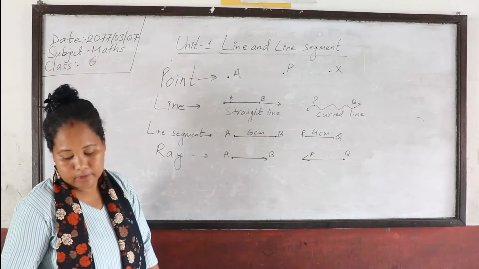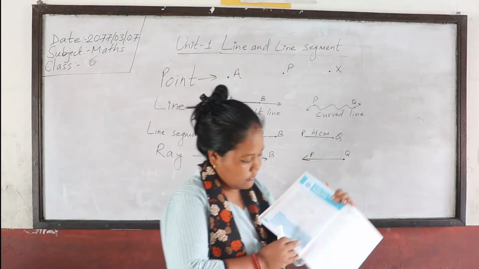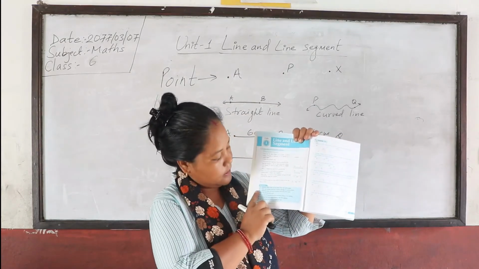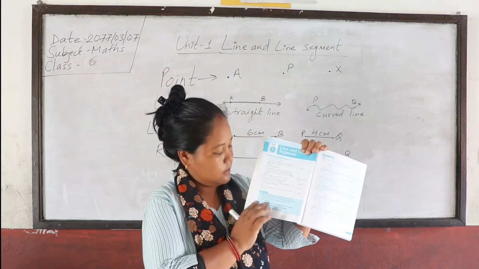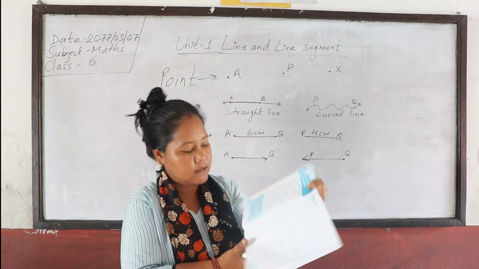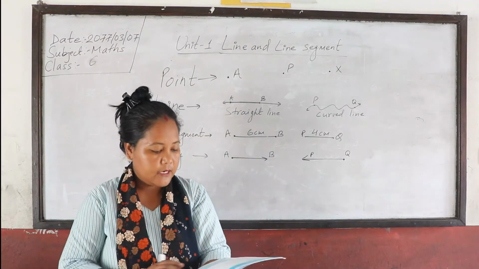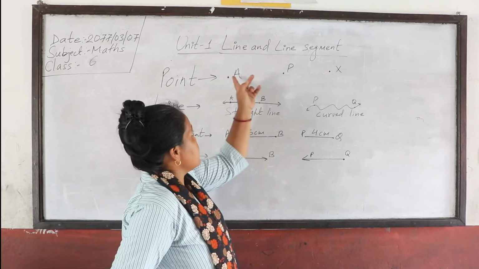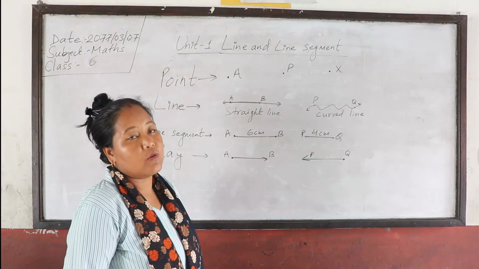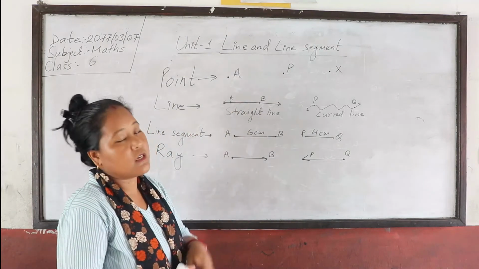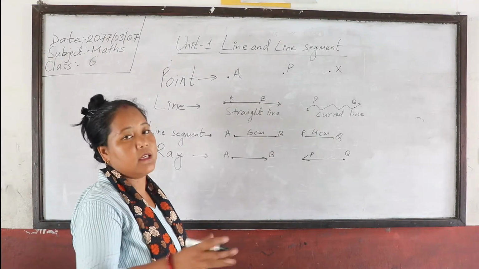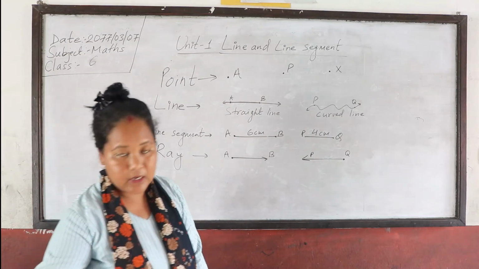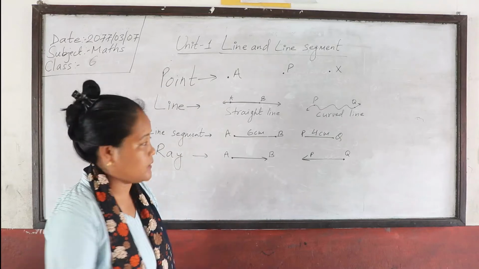And in the book, in the blue shaded rectangular box, there are some important things, and it is written Remember. Let's read that. Infinitely many lines can be drawn from the given point. A point has no direction, but through this point we can make infinitely many lines. That is written in number A: infinitely many lines can be drawn from a point.